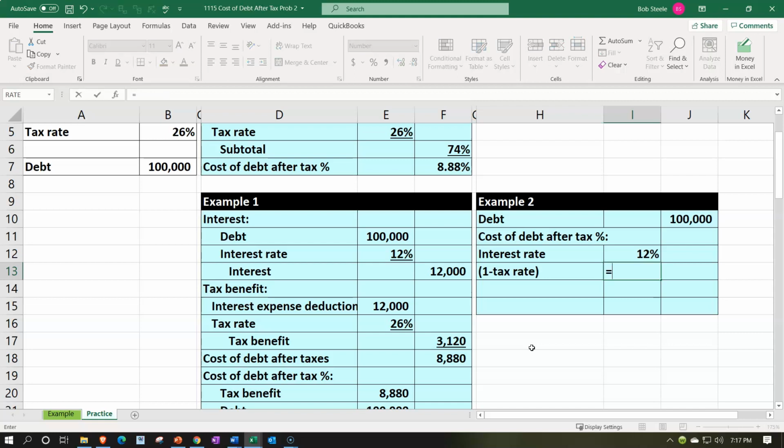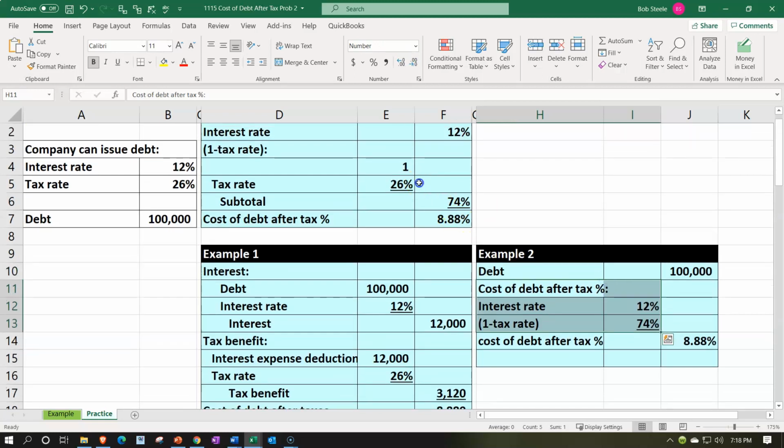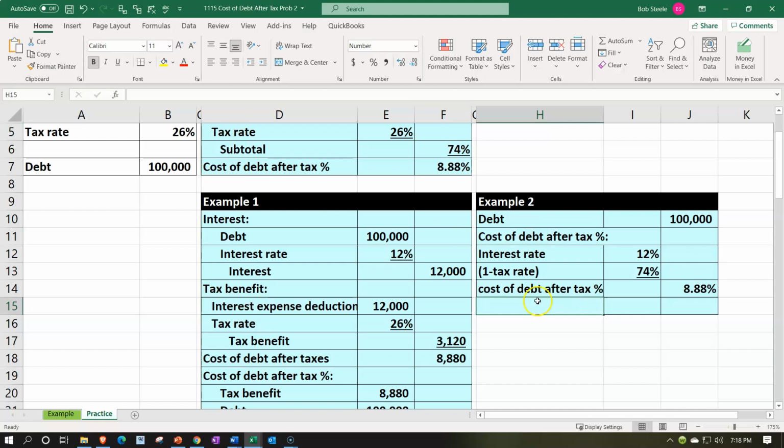And then that's going to be equal to 1 minus the tax rate, which is this 26%. That will then give us, if I percentify that, font group, underline this, our cost of debt after tax percent. Pulling that out to the outside, the 12 times the 74%, making that into a percent, adding a decimal or two. And note this calculation right here basically mirrors what we did up top here. And that would give us our end result number.